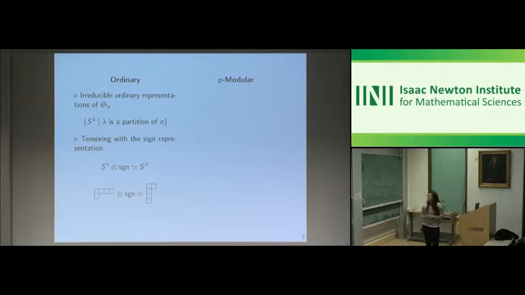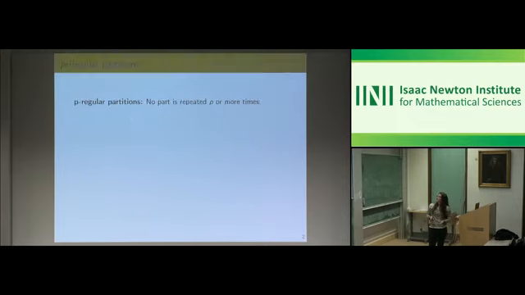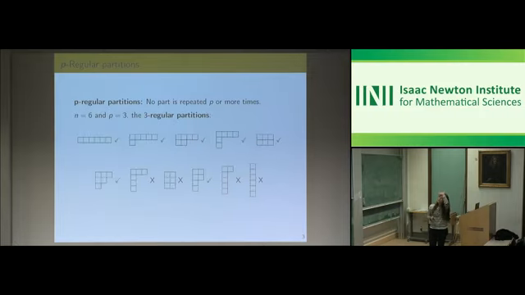Okay, so this is in characteristic 0, I forgot to tell you, and what happens in characteristic p, in the modular case? In the modular case, the simple modules of Sn can now be labeled not by every partition of n, but by p-regular partitions. So what are p-regular partitions? p-regular partitions are partitions in which no part is repeated p or more times. Here we have an example.